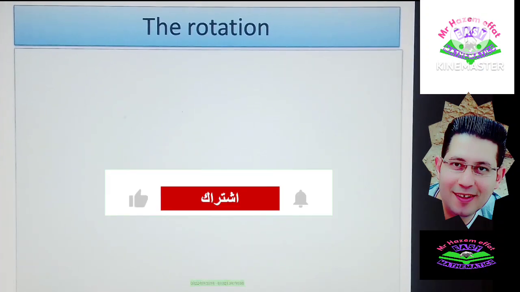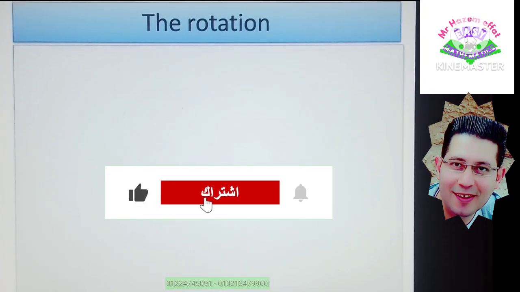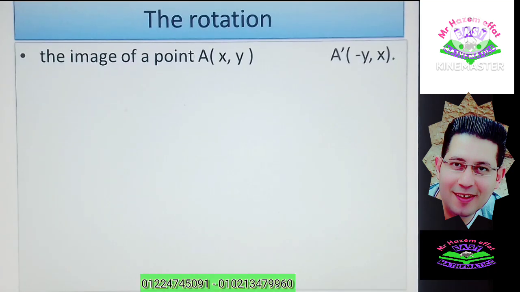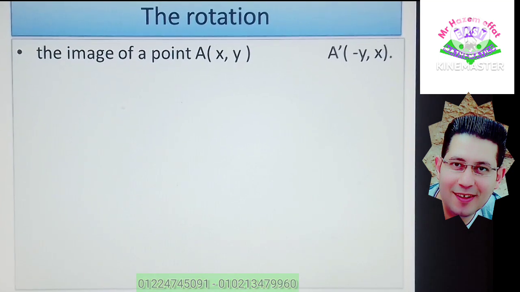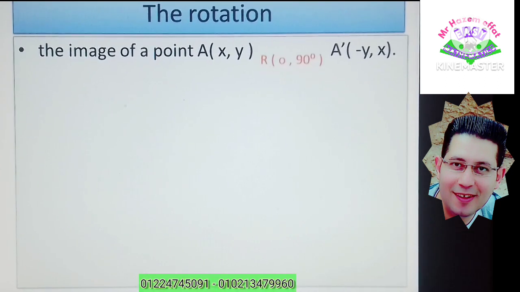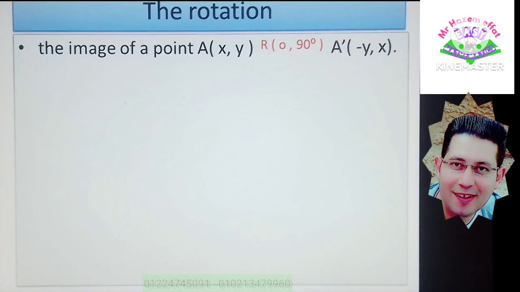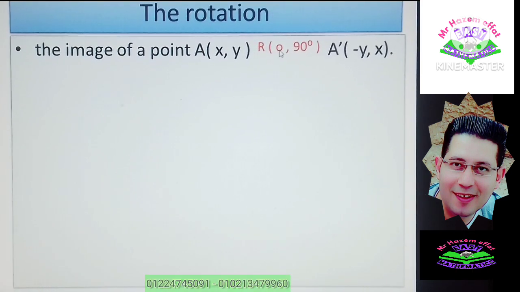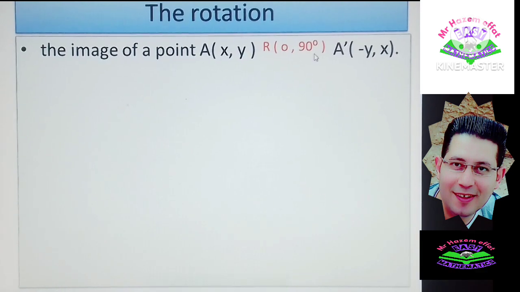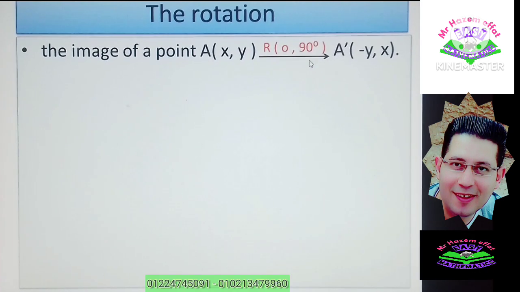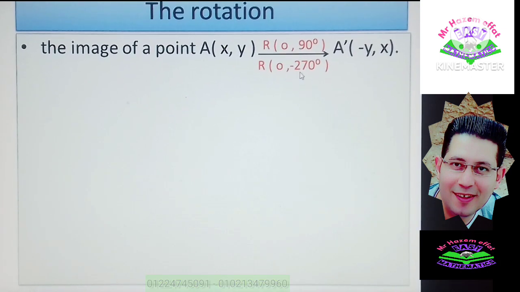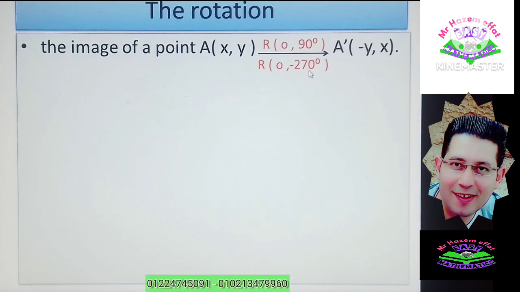And my students, our lesson today is about rotation. There are many types of rotation. We're going to talk about the first type. If I'm asked for the image of a point A(X, Y) by rotation around the origin point O with angle 90 degrees, it is equivalent to rotation around the origin point with angle negative 270 degrees.